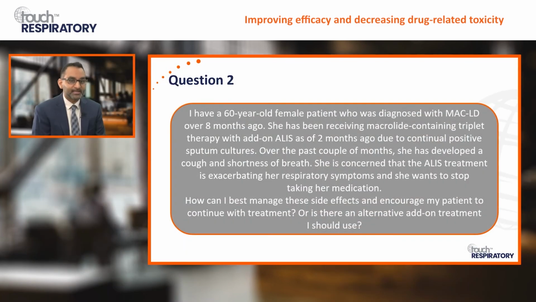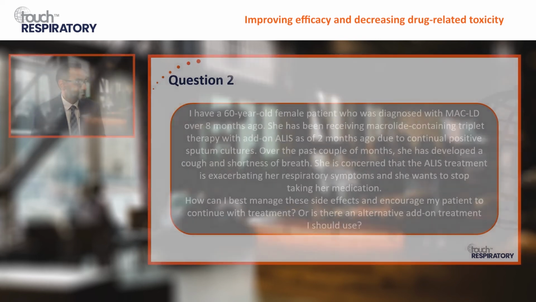Great. Our second question here. I have a 60-year-old female patient who was diagnosed with MAC lung disease over 8 months ago. She has been receiving macrolide-containing triple therapy with add-on of ALIS as of 2 months ago due to continued positive sputum cultures. Over the past couple of months, she's developed a cough and shortness of breath. She's concerned that the ALIS treatment is exacerbating her respiratory symptoms, and she wants to stop taking her medication. How can I best manage these side effects and encourage my patient to continue with treatment? Or is there an alternative add-on treatment I should use?